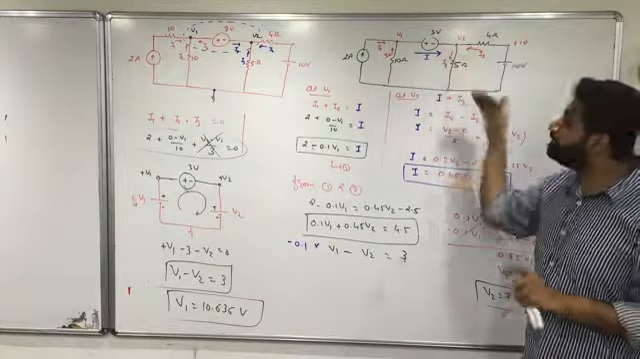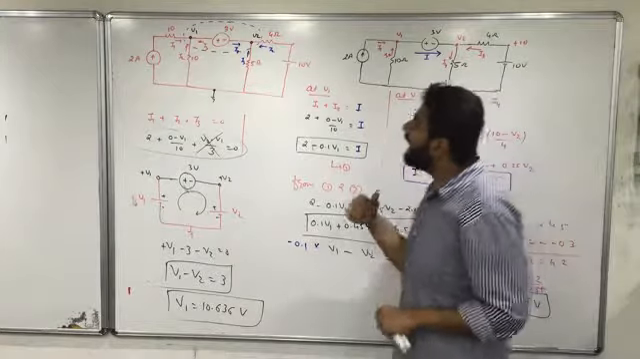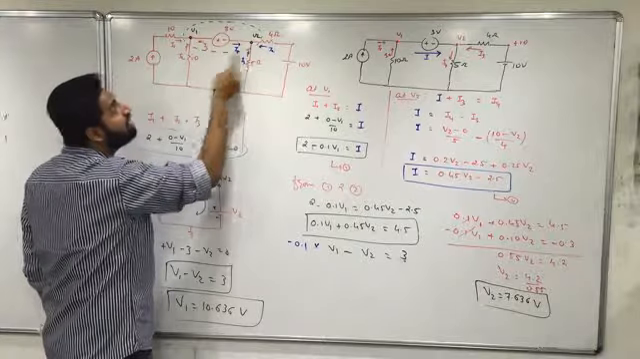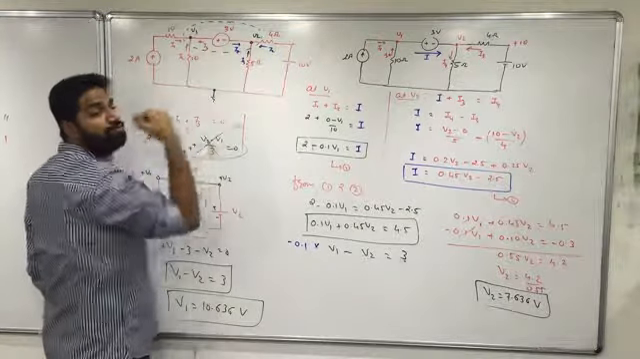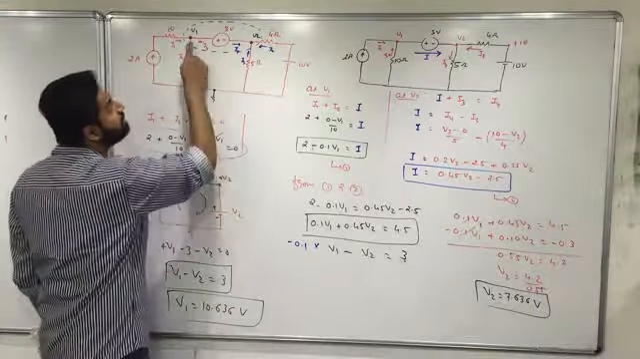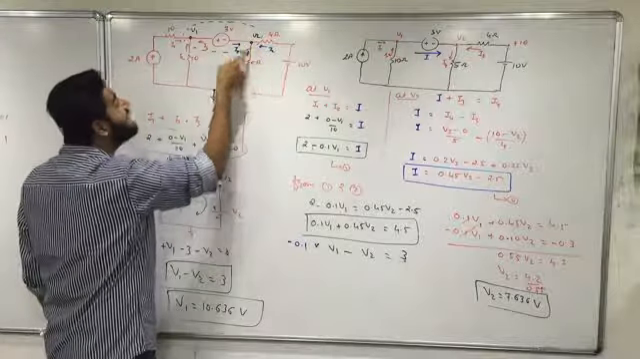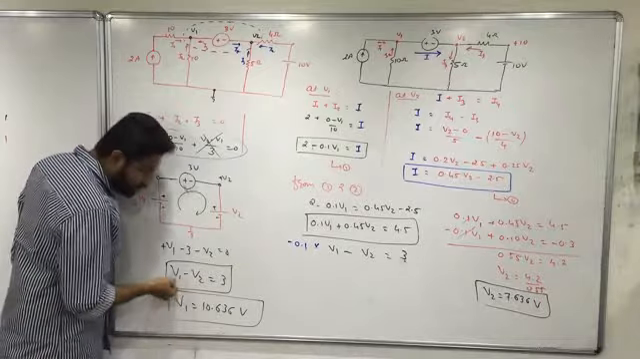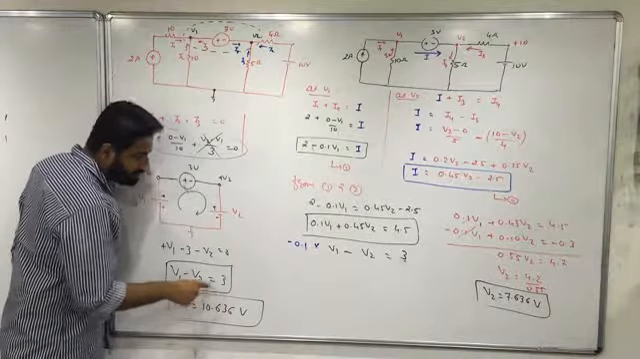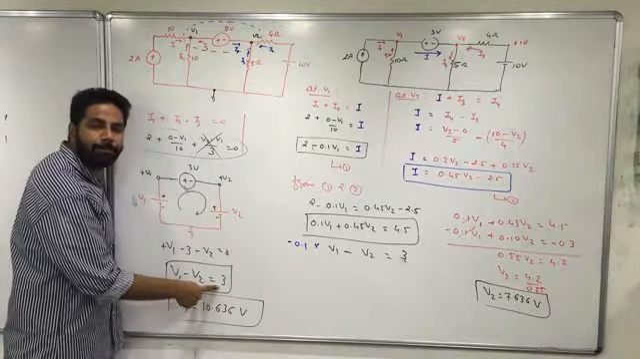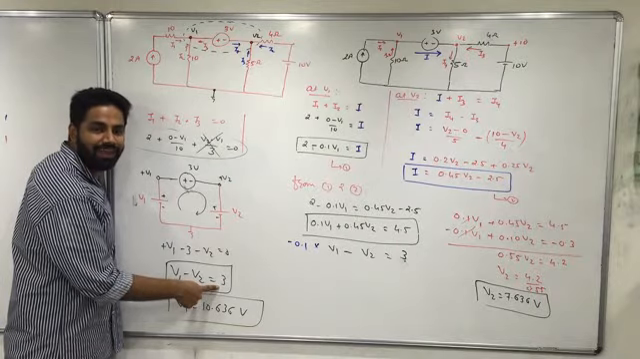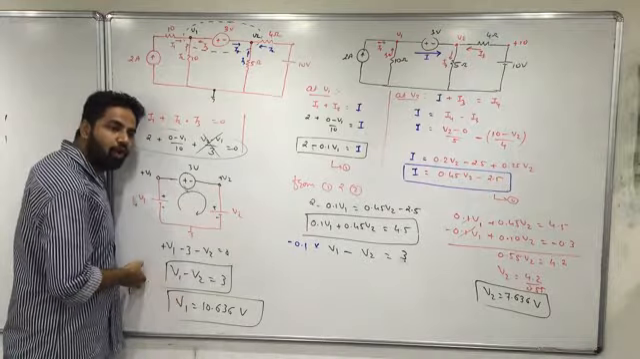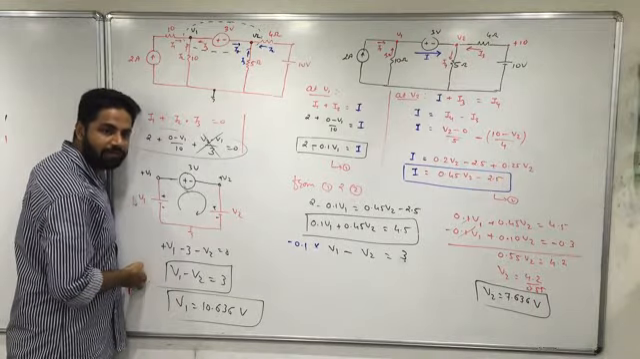Fine? Okay? After doing this, what have we done? We have taken up the entire portion of the super node. There, what have we done? We have taken V1 and V2. We have found the relationship between node voltages with the given voltage source. Is it clear? Fine. So I hope the entire concept is clear to all of you. Fine? Right.